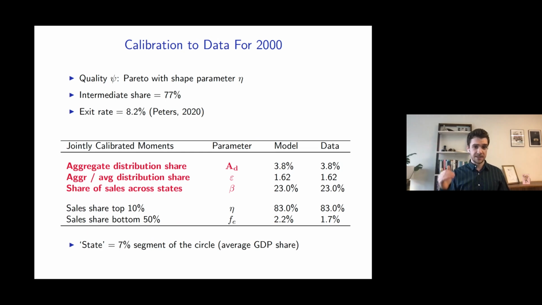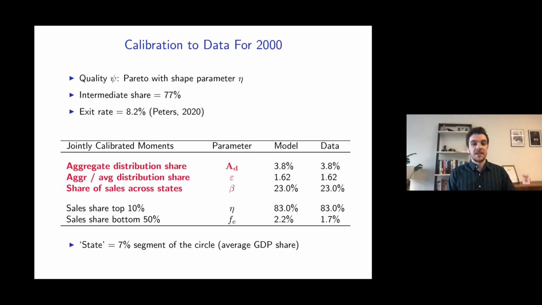What we include in the table here is each parameter, the moments that we're going to be hitting in the data, and the moment that it's most closely related to or most identified by. The aggregate distribution share is going to identify AD, the ratio of aggregate to average will identify epsilon, and the share of sales across states will identify beta. And we have one last problem, which is that we have to identify what a state is in our model, which is a circle. We say that a state is a 7% segment of the circle, because that's the average GDP share of the typical Indian state.